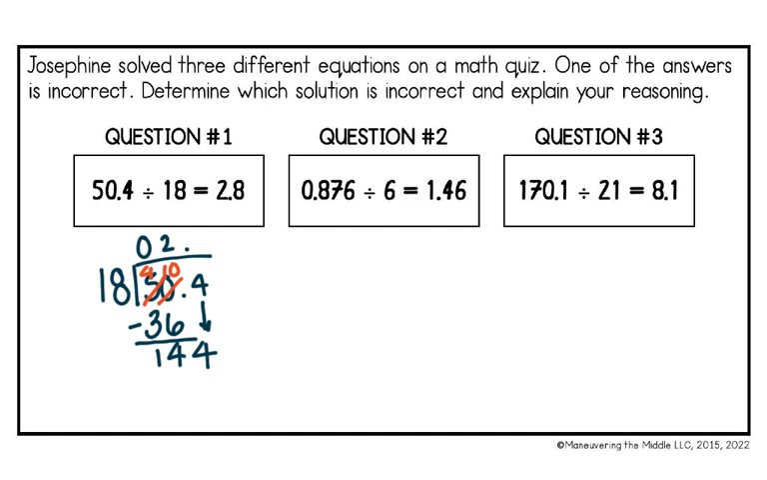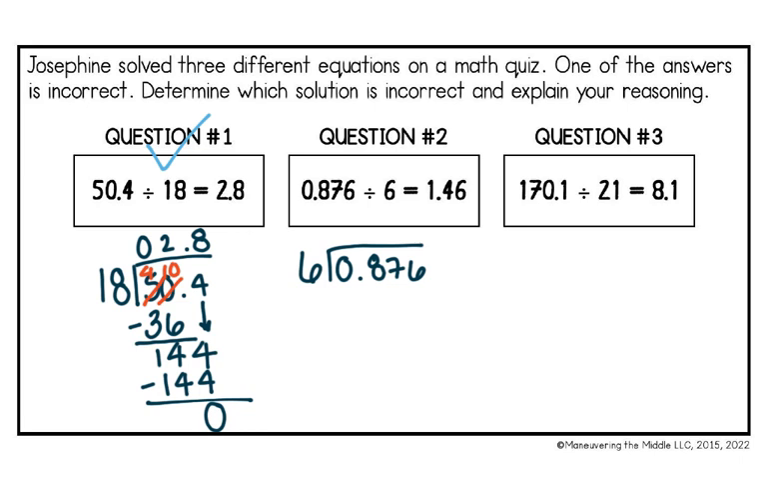18 can go into 144 8 times. 8 times 18 is 144. Subtract, we get 0. So this one is correct. Question 1 is correct. Question 2, we have 0.876 divided by 6. So let's go ahead and set that up. Make sure our decimal is right where it's supposed to be.